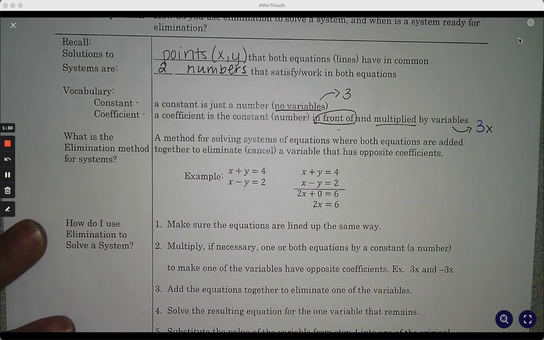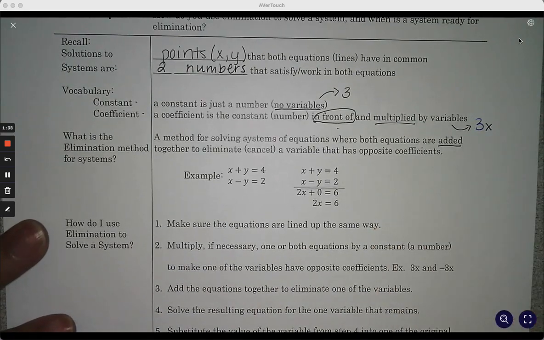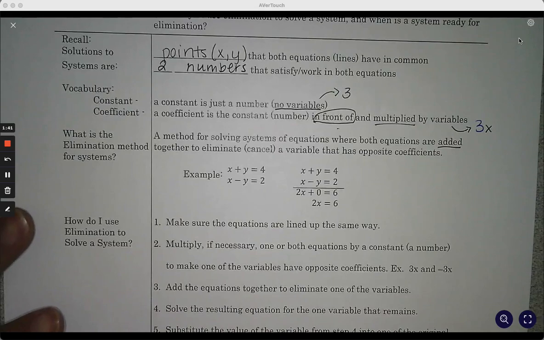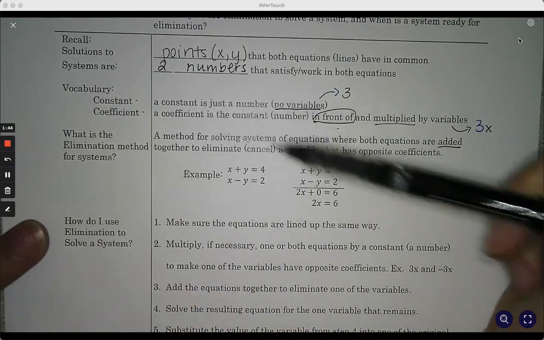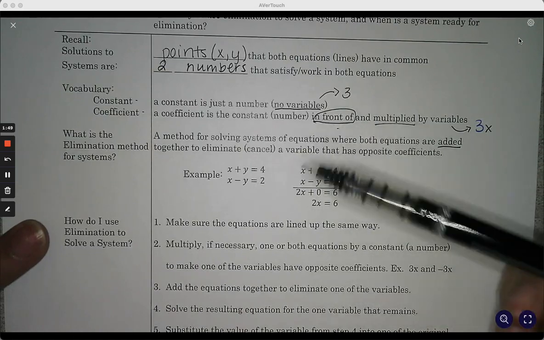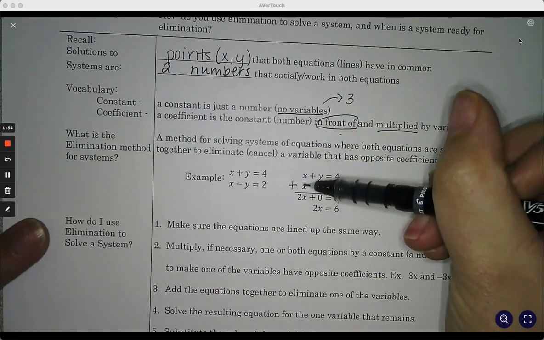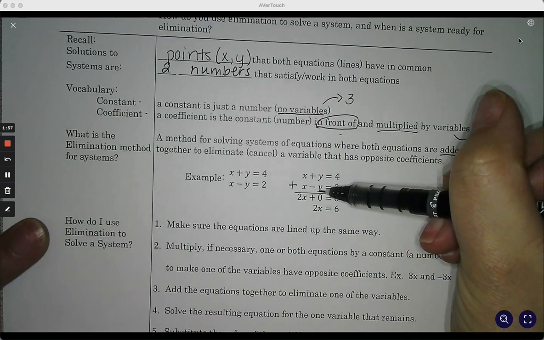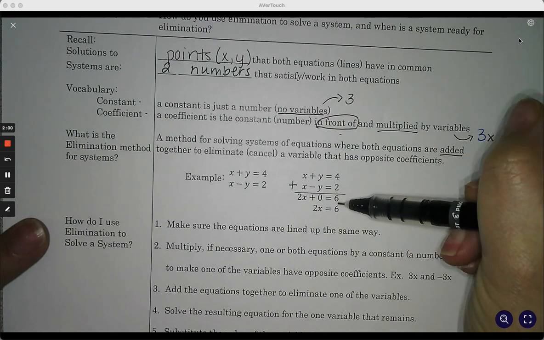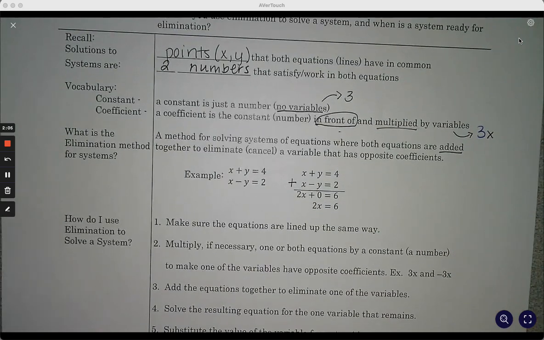So what is the elimination method for systems? It's a method of solving systems of equations where both equations are added together to eliminate or cancel a variable that has the opposite coefficients. So you'll notice in this example, we have x plus y equals 4 and x minus y equals 2. So what we're going to do is add them together going down in columns. So x plus x is 2x. y minus y is 0, and 4 plus 2 is 6. So the y's cancel out, so you're left with 2x equals 6. Okay, so that's an example of an elimination.